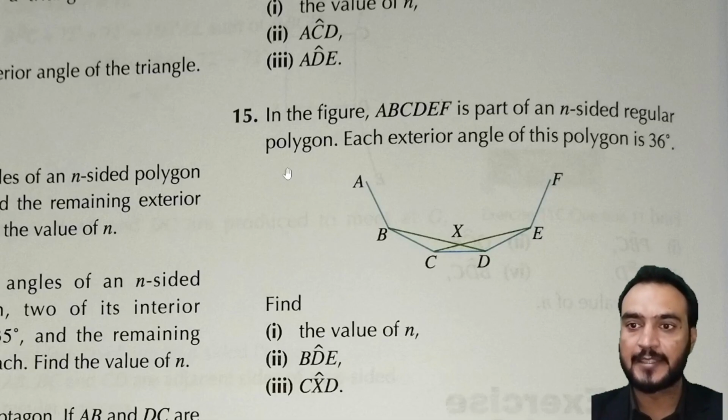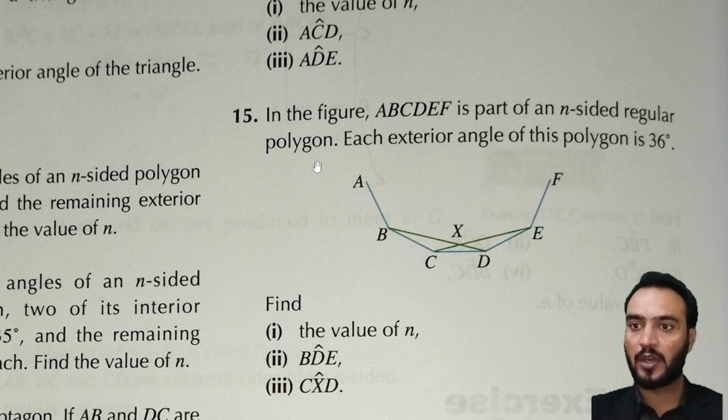Question number 15 is, in the figure ABCDEF is a part of an n-sided regular polygon. Each exterior angle of this polygon is 36 degrees. So ABCDEF is the part of a regular polygon in which each exterior angle is 36 degrees. We know that the sum of exterior angles of a polygon is equal to 360 degrees. To get each exterior angle, we divide 360 by n, and we subtract that exterior angle from 180 to get the interior angle.